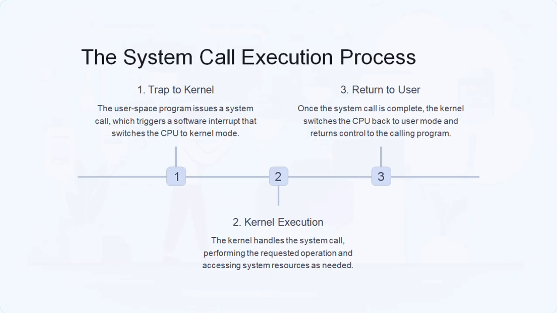Now we are going to learn about the system call execution process. The system call execution process includes trap to kernel, kernel execution, return to user. The execution process of a system call involves three main steps. First one is trap to kernel. The application triggers a system call causing the CPU to switch from user mode to kernel mode.